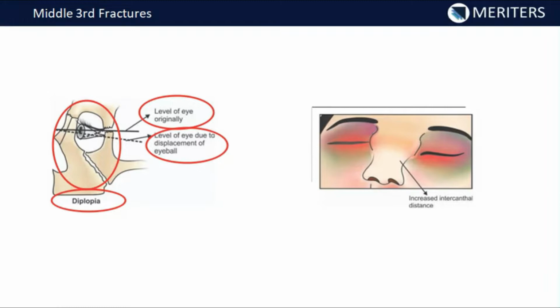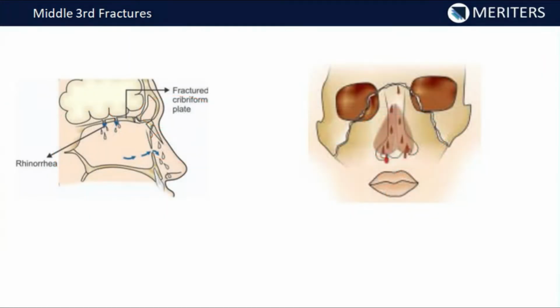Then we have the increased intercanthal distance. We can see the intercanthal distance has increased here, and that is due to the fracture of the nasal bone. The fracture of the nasal bone will cause the increase in intercanthal distance. Now in LeFort II fracture, if there is a fracture of the cribriform plate, and of course a fracture of the nasal septum or nasal bone, then there are chances of rhinorrhea. So again, if the fracture involves the cribriform plate, there will be cerebrospinal rhinorrhea.